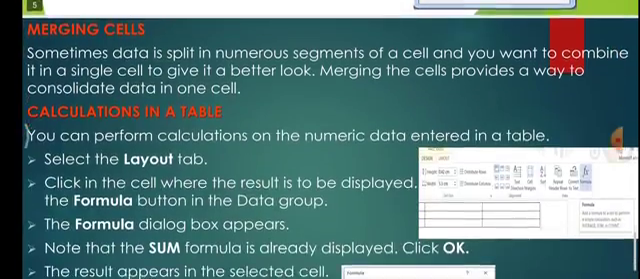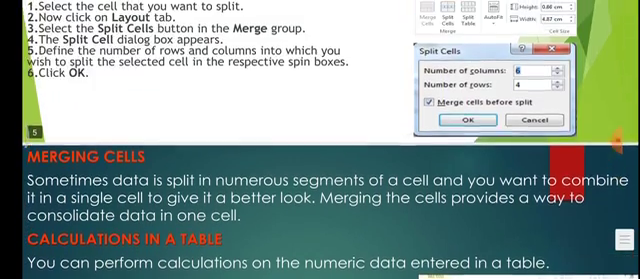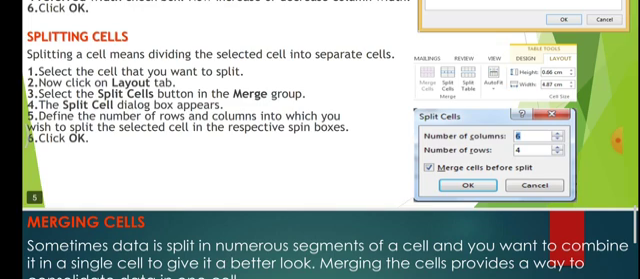Merging cells. Merging means combining two or more cells into a single cell. Sometimes data is split in numerous segments of a cell and you want to combine it in a single cell to give it a better look. Merging the cells provides a way to consolidate data in one cell. The same you can perform merging of cells by choosing layout tab option and by clicking on the merge cell option.